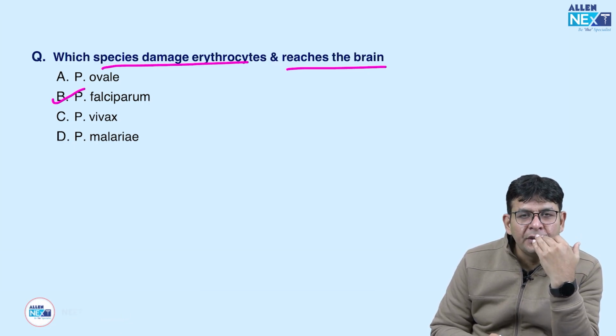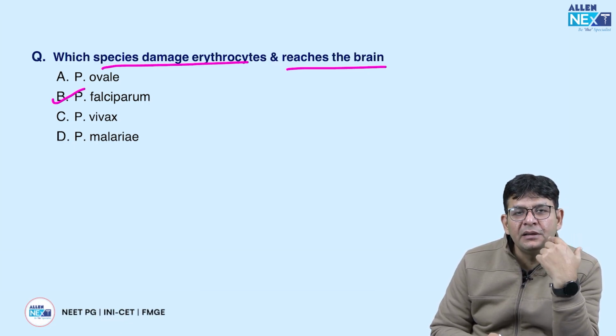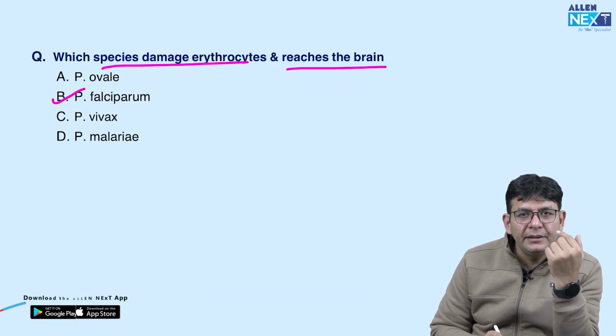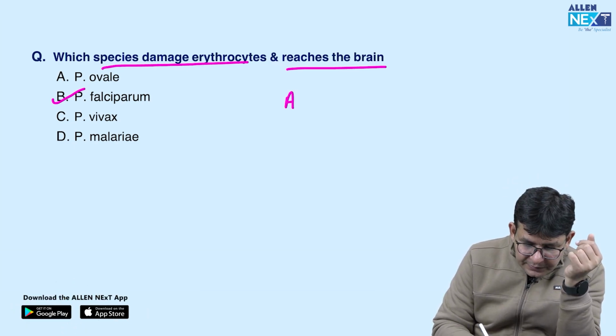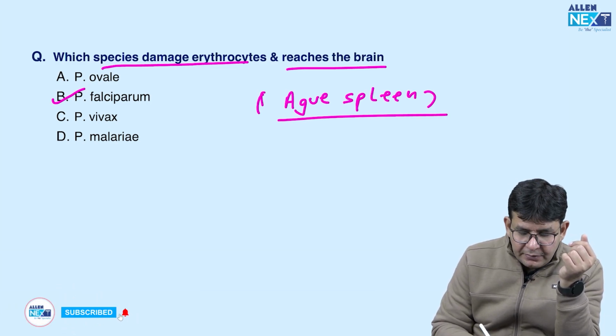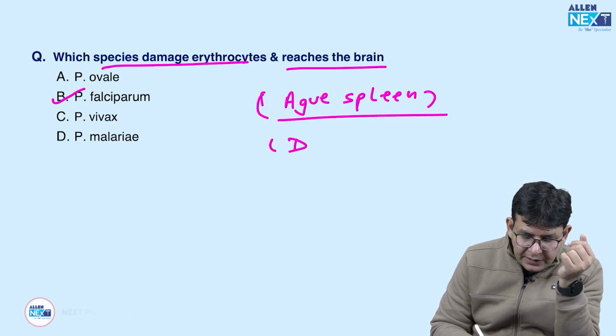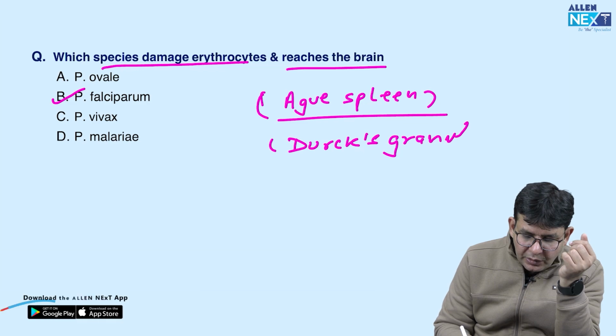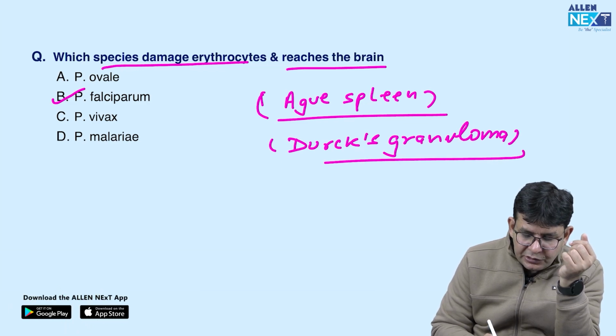And because of the massive killing of the erythrocytes, this culling of the RBCs is done by the spleen, and thereby that particular spleen also becomes which particular shape? A special type, that is ague spleen, soft spleen. Because of that, and this Durck's granuloma, these two words ought to come in the future exams, and you should note them.